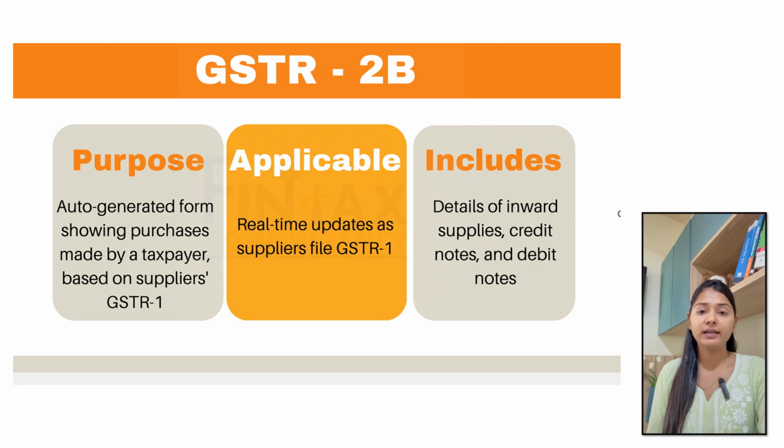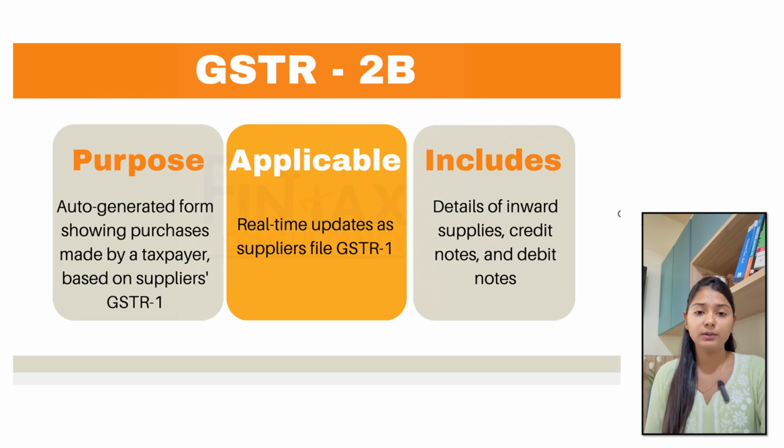Now, let's look at GSTR2B, your go-to form for tracking your purchases and claiming input tax credit. Purpose: GSTR2B is an auto-generated statement that shows all inward supplies, that is purchases made by a taxpayer. It is based on the data filed by your suppliers in their GSTR1. Applicability: it's available to all registered taxpayers and updated in real time as suppliers file their GSTR1. It helps you to match your purchase records and claim accurate ITC.